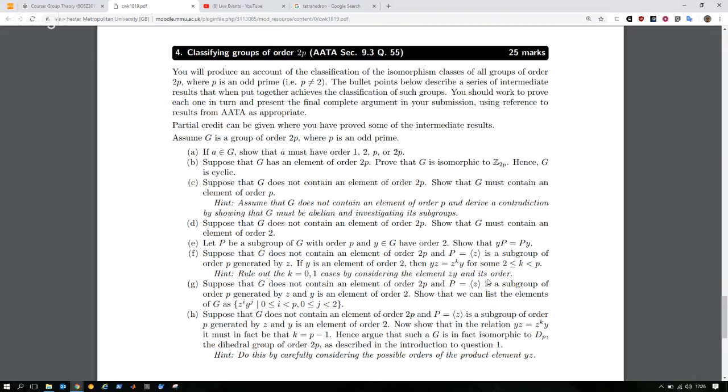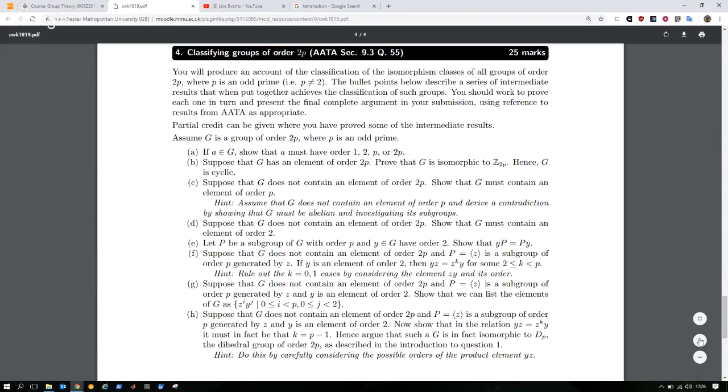One is the cyclic group of order 2p, namely Z_2p, the integers mod 2p under addition mod 2p. It's a cyclic group generated by 1, it's got size 2p. The other possibility is the dihedral group D_p, symmetries of a p-sided regular polygon.